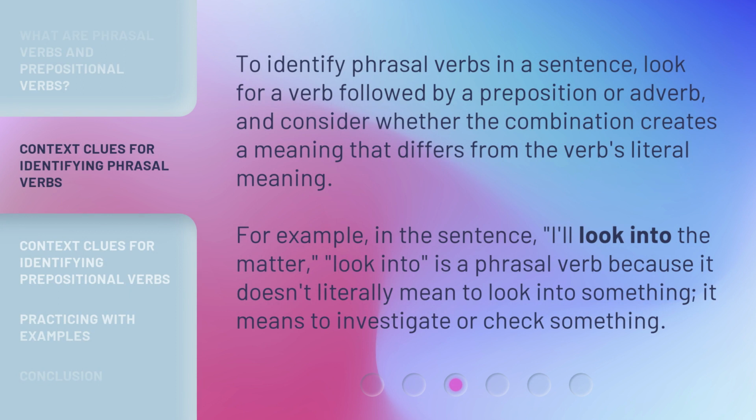To identify phrasal verbs in a sentence, look for a verb followed by a preposition or adverb, and consider whether the combination creates a meaning that differs from the verb's literal meaning. For example, in the sentence, I'll look into the matter, look into is a phrasal verb because it doesn't literally mean to look into something. It means to investigate or check something.